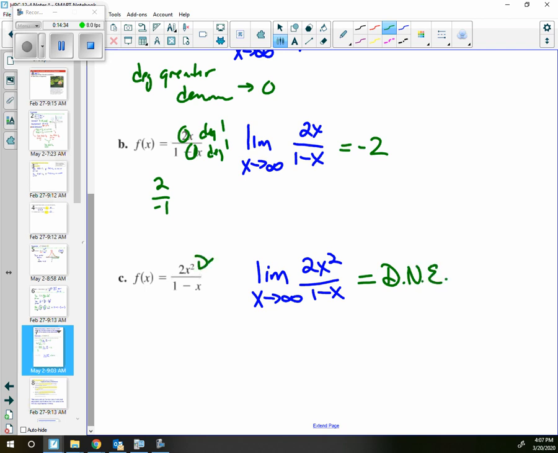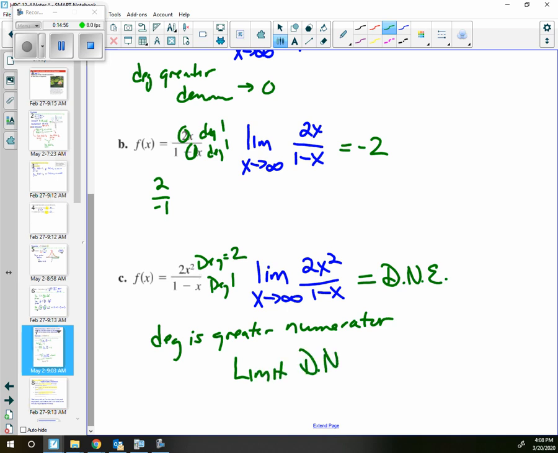I'm curious if you can tell from the original equation why that is. What's the degree in the top? So the degree is 2. The degree in the bottom is only 1. The degree is greater in the numerator. All right, well, what does that tell you? It's growing faster in the top than it is in the bottom. The limit's never going to exist. It's going to keep growing and growing. So the degree is greater in the numerator. That means the limit does not exist.